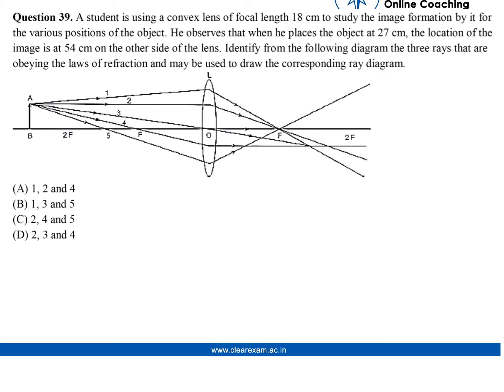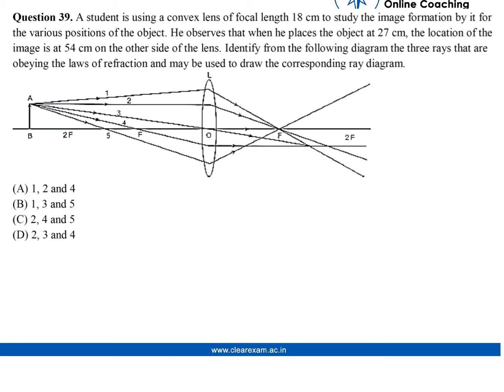Okay, so the question is quite simple. Here we have been given a ray diagram of a convex lens, and we have to identify the correct three rays which are obeying the laws of refraction. So let's first discuss some of the rules of refraction.